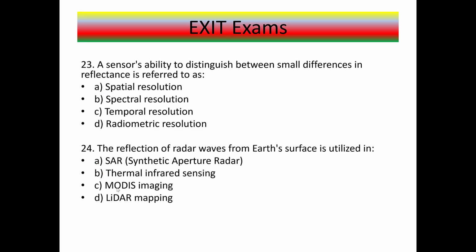Question number 23. A sensor's ability to distinguish between small differences in reflectance is used as: spatial resolution, spectral resolution, temporal resolution, radiometric resolution. So the answer is radiometric resolution. It is the ability to distinguish between small differences in reflectance. As we have seen in the previous question, as the number of bands increases, it is used to distinguish features on the surface.